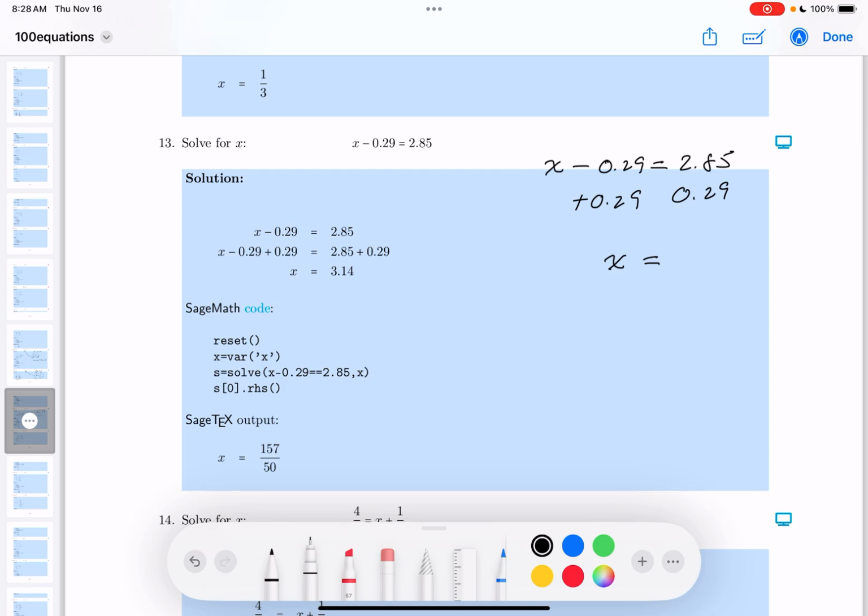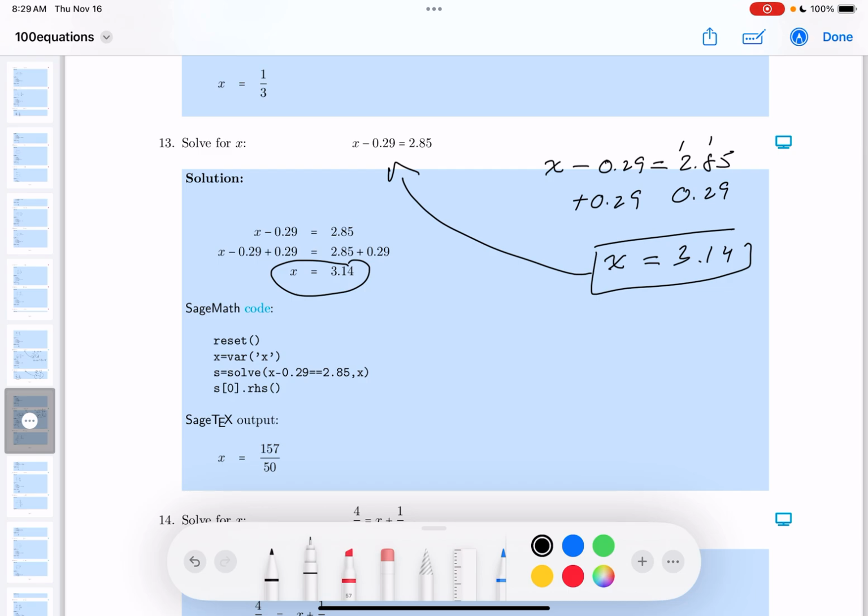9 and 5 is 14. Carry the 1. 8 and 2 is 10. 10 plus 1 is 11. Carry the 1. And 2 plus 1 is 3. So what do you get? 3.14. Again, you could check it with the key. You could also plug it back into the original to make sure it makes sense.